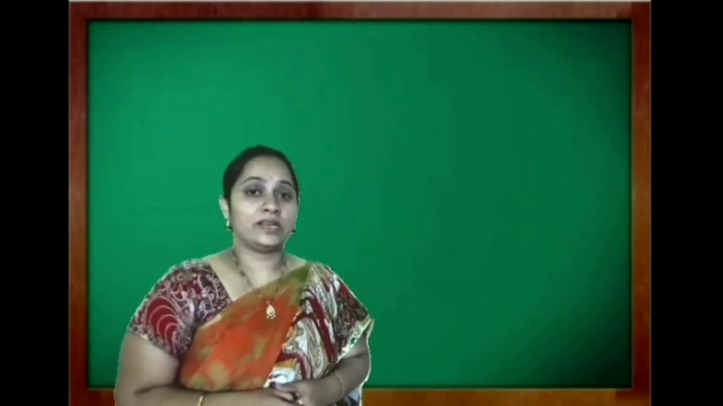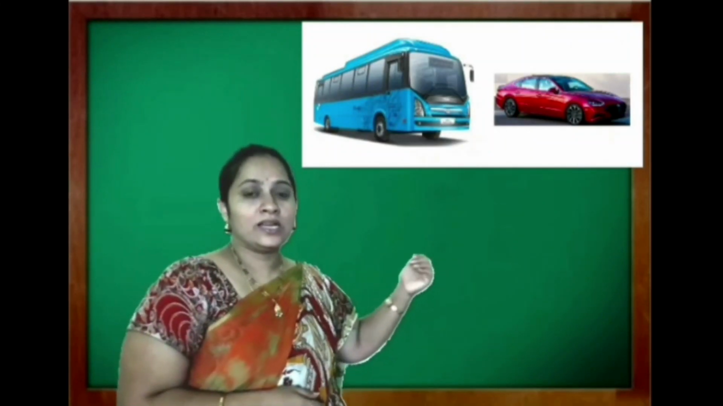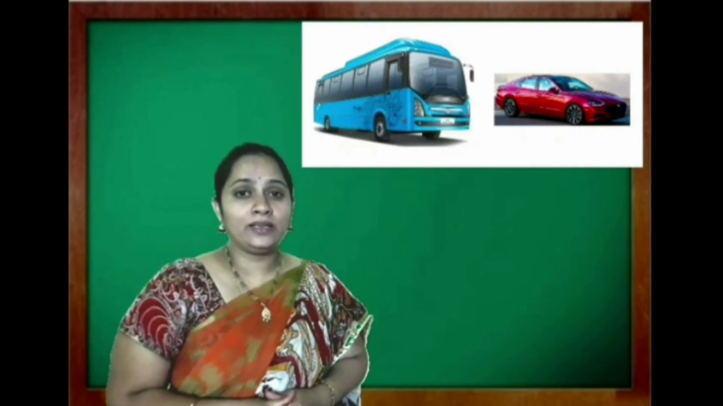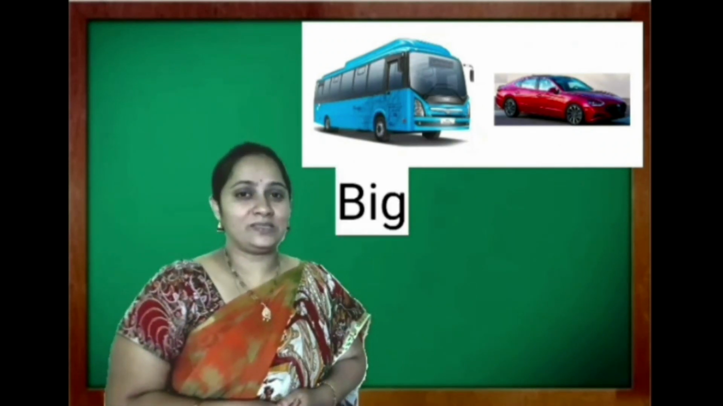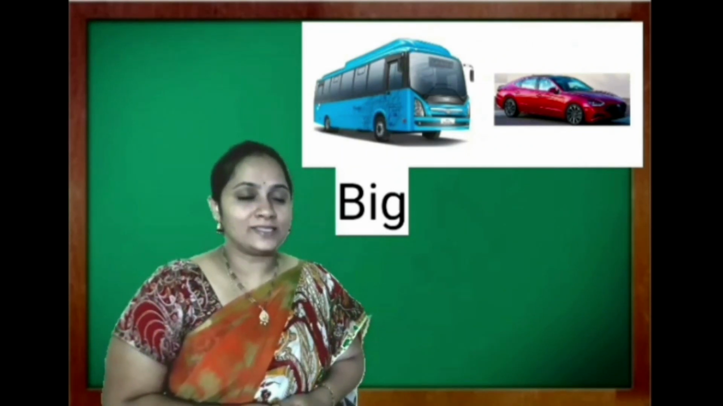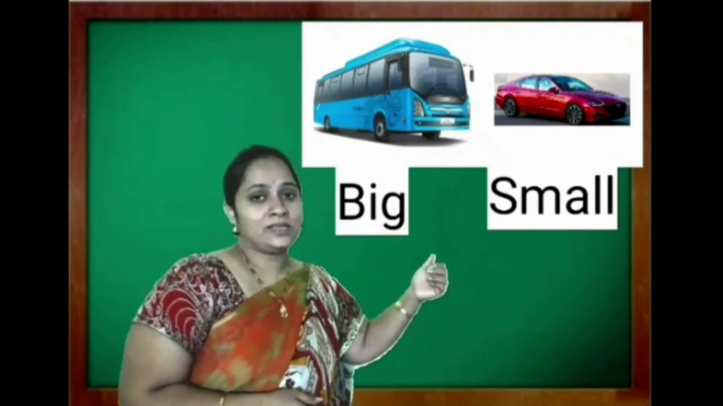Okay. See the next one. Here this picture represents a bus and a car. In these two vehicles, which one is big? Yes, bus is big. Students, can you say which one is small? Yes, car is small. Bus is big and car is small.